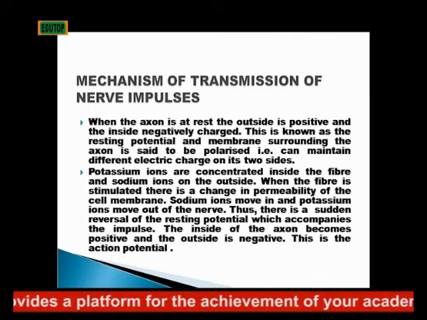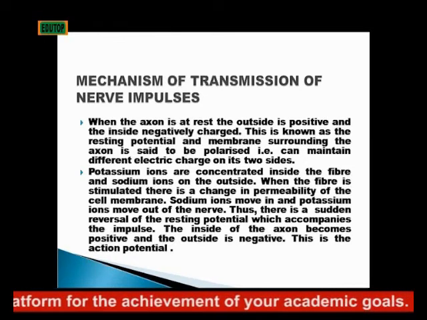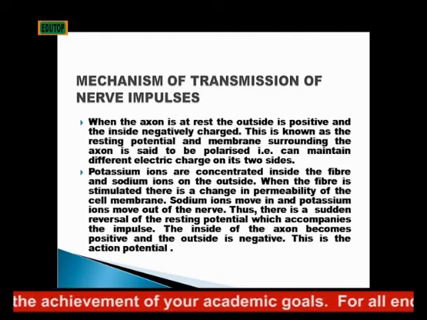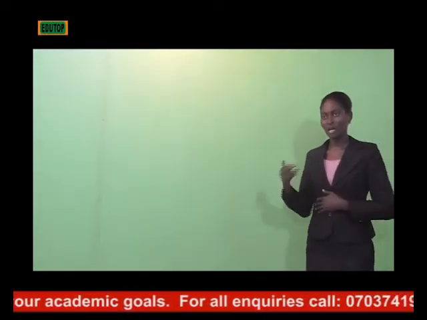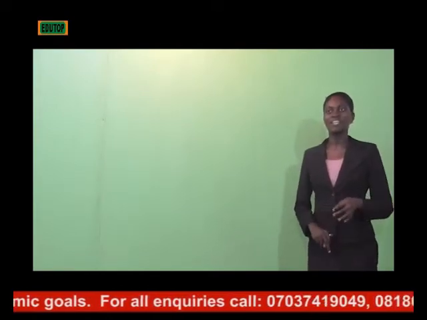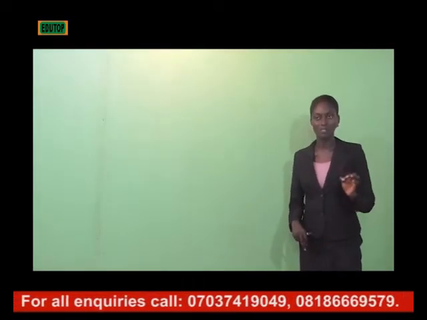Now, potassium ions are concentrated inside the fiber and sodium ions on the outside. When the fiber is stimulated, there is a change in the permeability of the cell membrane. The sodium ions move in and the potassium ions move out of the cell. Such a sudden reversal of the resting potential accompanies the impulse. The inside then becomes positive and the outside becomes negative, and that is when we have the action potential.